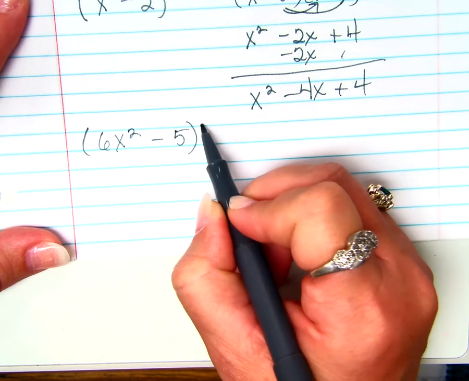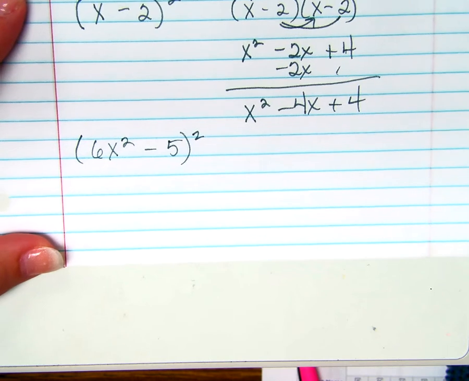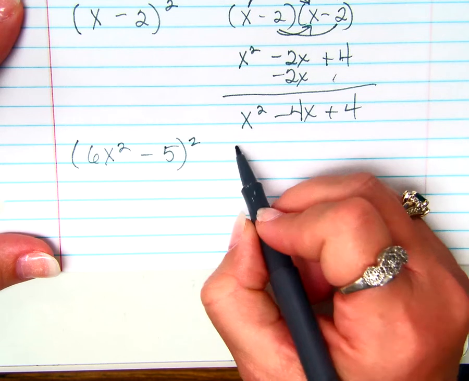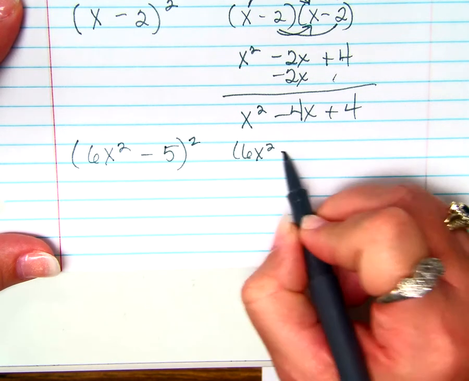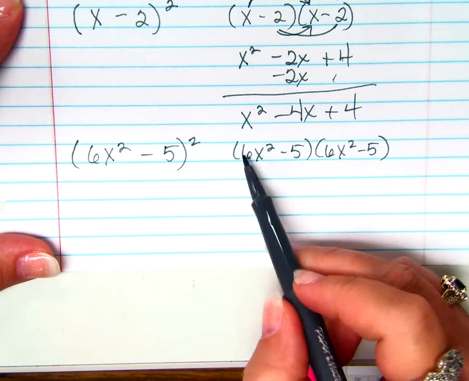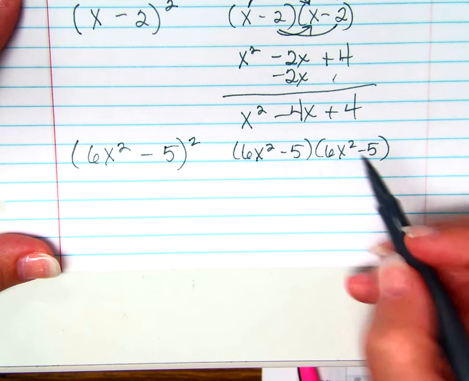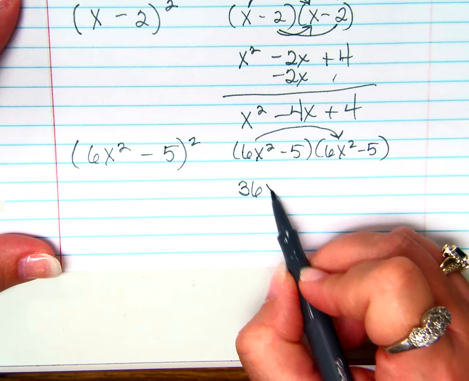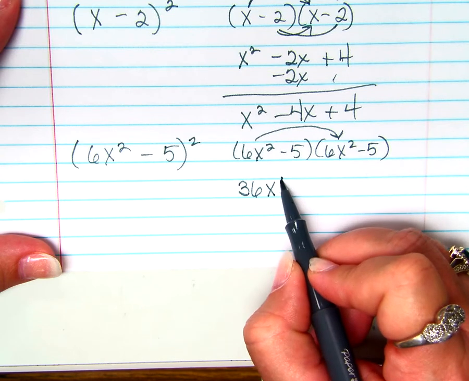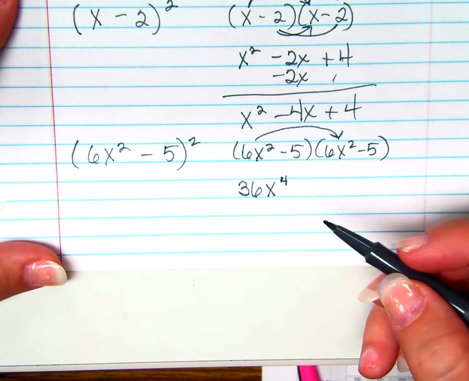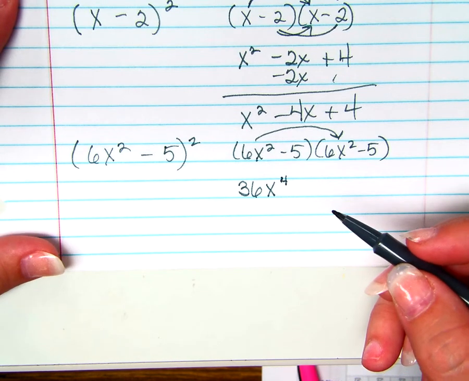6x squared minus 5 squared. Does this look harder? Because the numbers are bigger? It shouldn't be, right? Same exact thing. 6x squared minus 5 times 6x squared minus 5. What is 6x squared times 6x squared? 36. Oh, are we allowed to do that? Yeah, absolutely. And not only are we allowed, we have to, right? We don't want an exponent police coming for us.